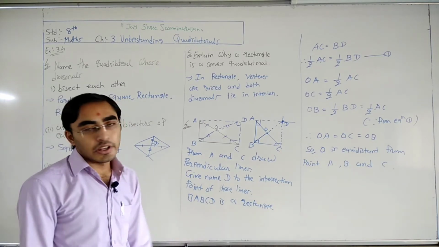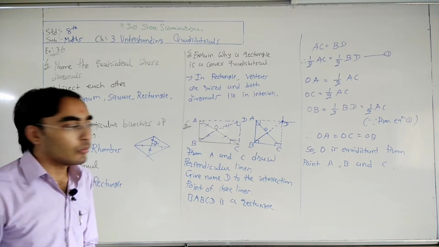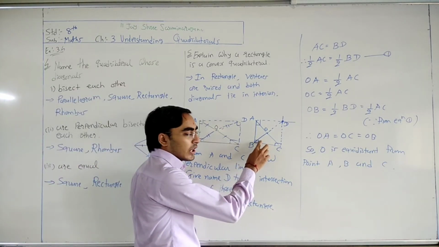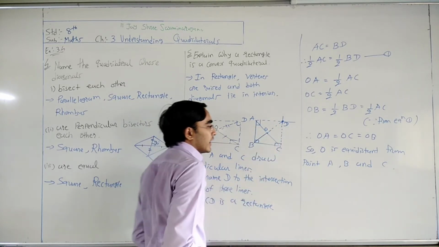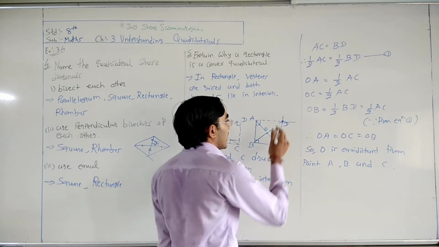So this ABCD is a rectangle. Why? Because this angle is 90 degrees. This you will make the 90 degrees. Here too you make the 90 degrees. So alternately, your angle D is also 90 degrees.